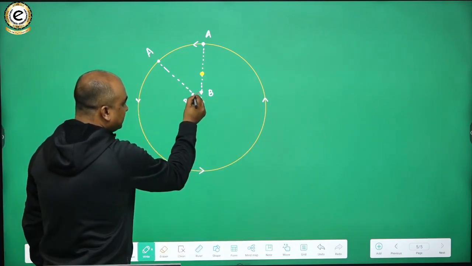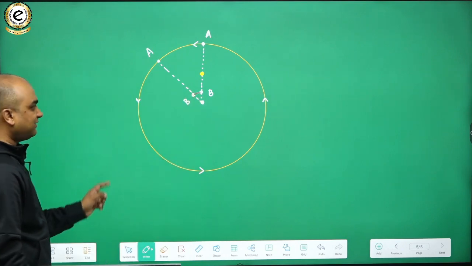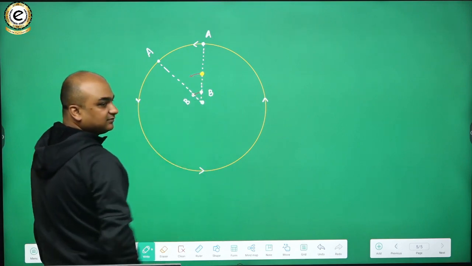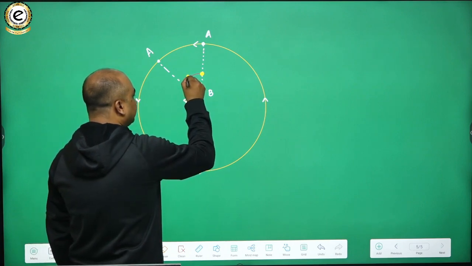B has traveled to this distance. You see that? This is the distance that B has traveled. It means this ball will also travel this distance. Do you get it? This would be the new position of the ball.